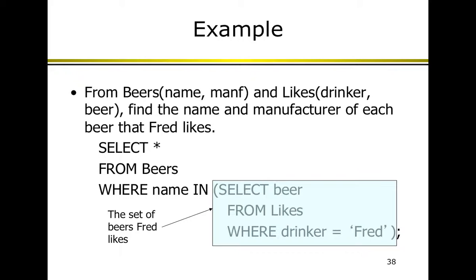Yeah? What's this, the what? This one here? It means everything. It's an asterisk that means select all columns. So what this is going to return is the columns that are in beers that Fred likes.